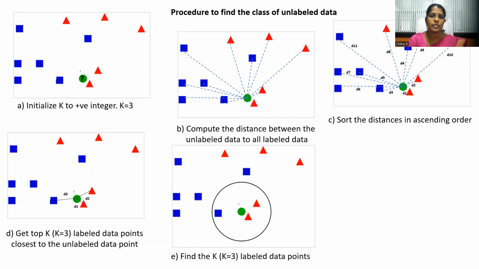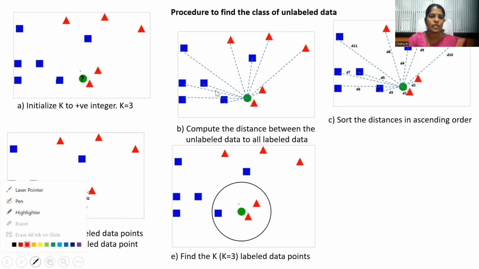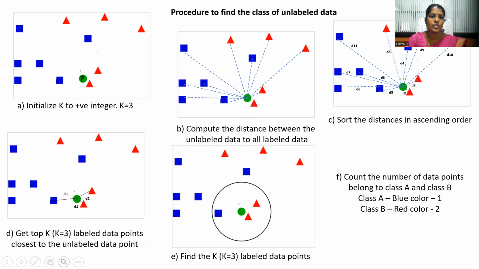When you sort the distances in this example, these three are the shortest distances. These three values are identified. When we take k equal to 3, majority voting is given to the red point, because there are two red points and only one blue point. So our data point belongs to the red point.